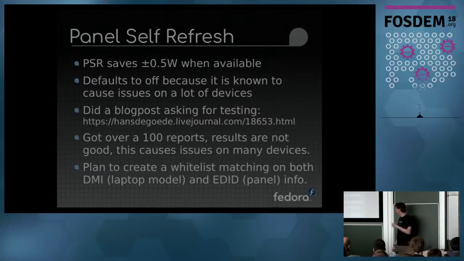The plan for that whitelist is to match both on laptop model and panel ID, because some laptop models have different options, right? Low-res screen and high-res screen. Some models even use different panels in different production batches. So we definitely need to also check the panel. And if the panel and laptop are a known working combination, we can try to enable this out of the box. Don't worry, kernel developers, I'm going to put this in HWDB again, so I'll put it in user space, because I know you don't want these quirks in the kernel.